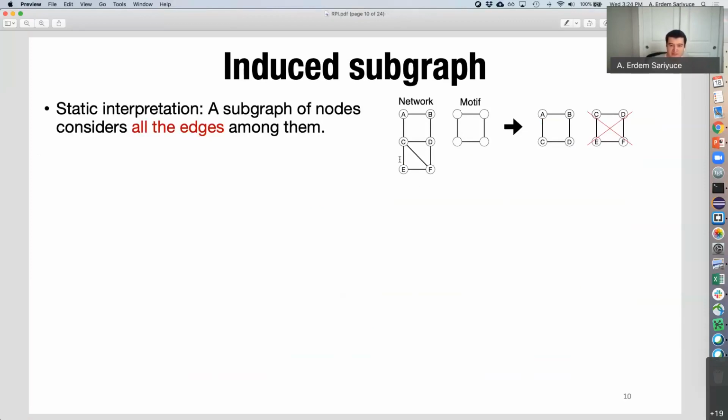As an example, if you have this network and this motif, then ABCD is a valid instance of this motif, but CDEF is not, because CF is an edge, and this motif basically asks for the lack of these diagonal edges. In this case, we have a diagonal edge, so we don't accept it as a valid instance of the square motif here. So this is the static interpretation. It's kind of easy to make sense.